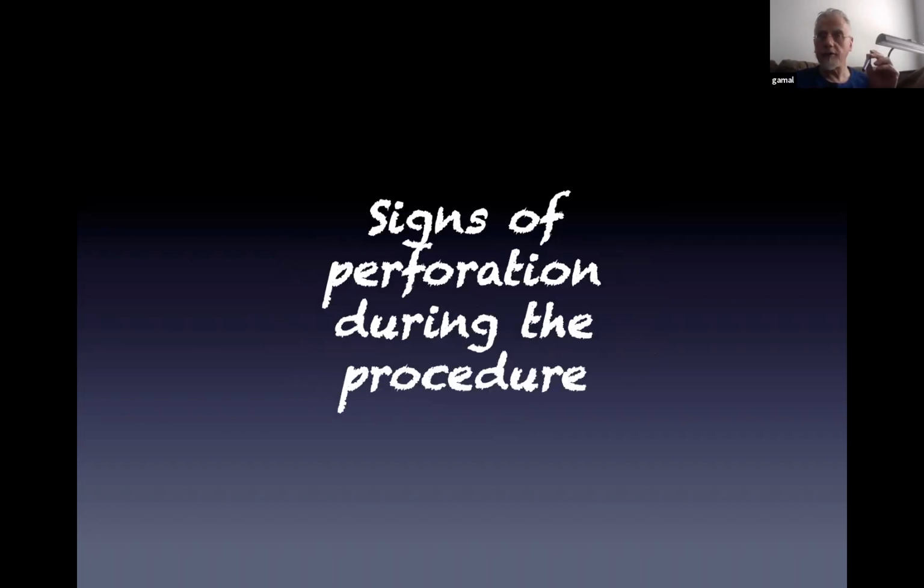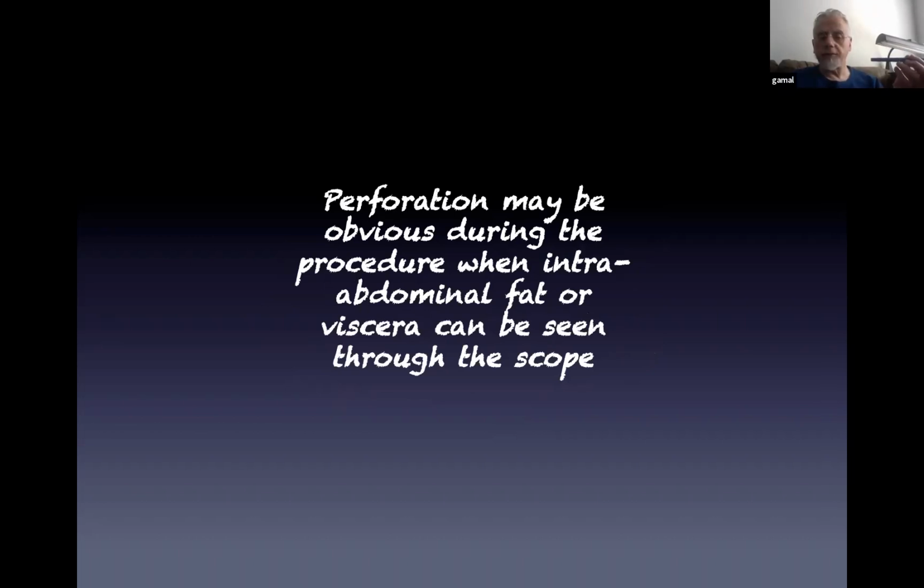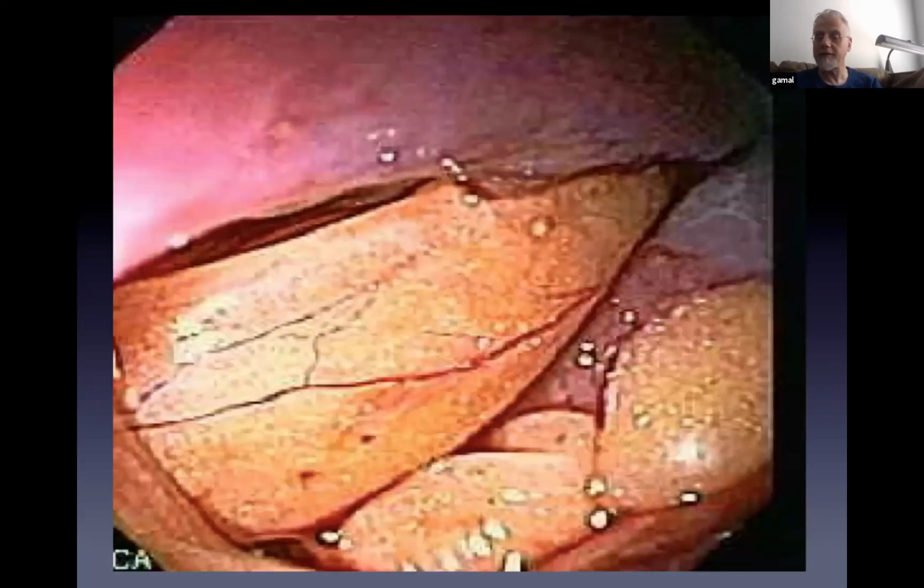Signs of perforation during colonoscopy. There are certain things that may guide you, may tell you that you have a perforation. It is obvious during the procedure when intra-abdominal fat or viscera is seen through the scope. If you're doing colonoscopy and you see omentum or appendices epiploicae or the spleen or the liver with the scope, you definitely have a perforation like this. Huge, big perforation. The pink stuff is the colonic wall. The yellow stuff is omentum and appendices epiploicae. You have a huge perforation. This is not questionable here.